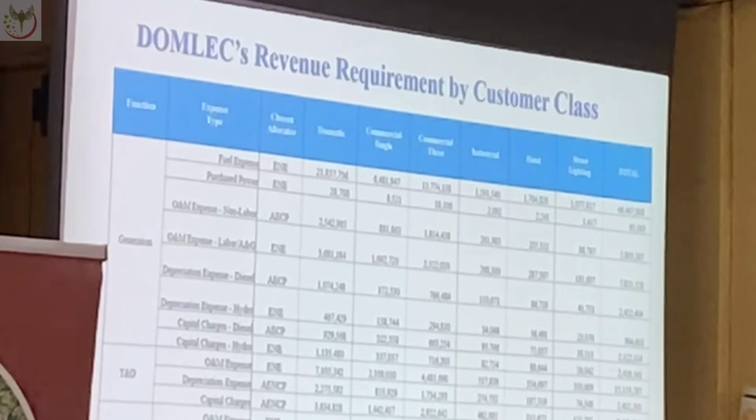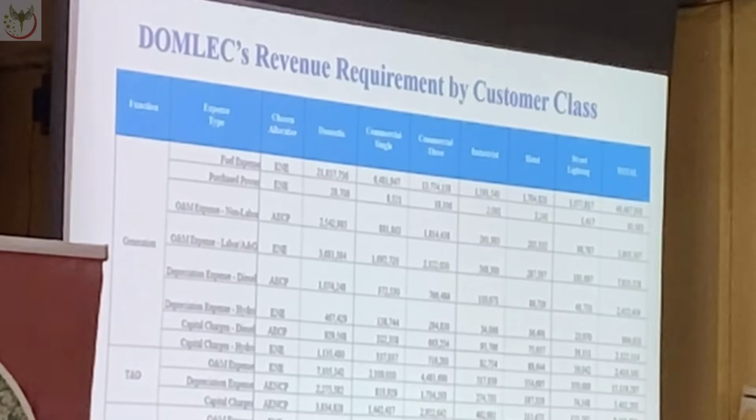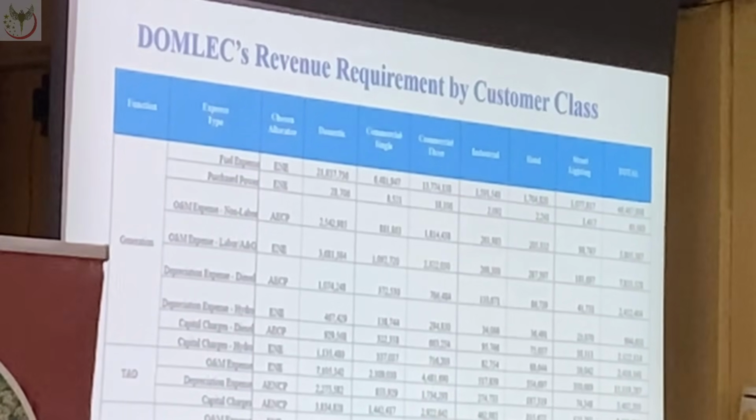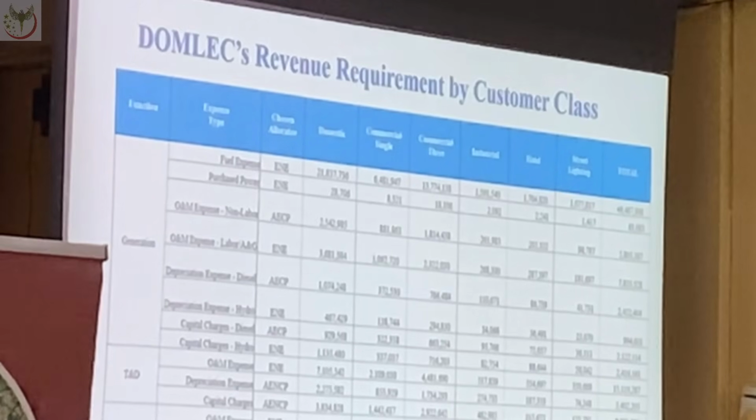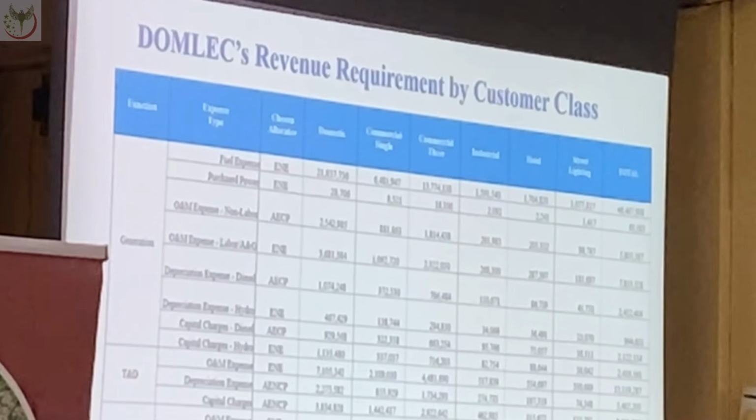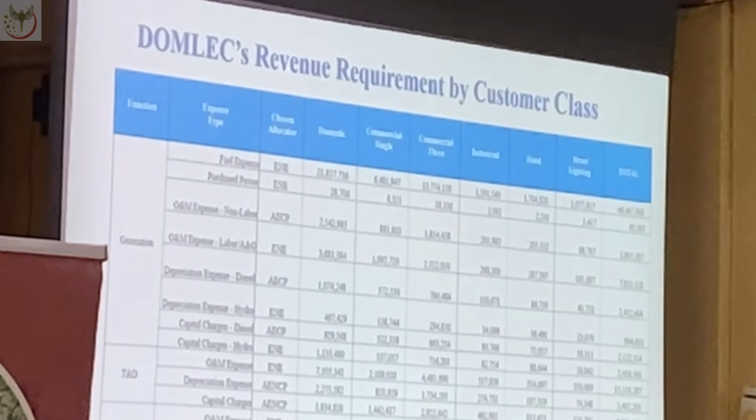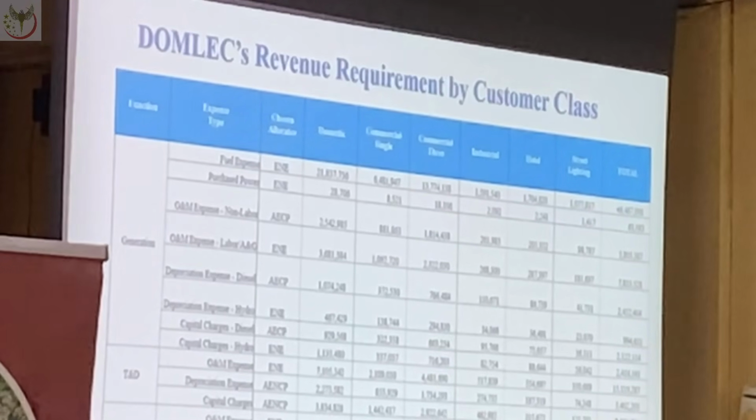So we are seeing domestic, commercial, single phase, which means small groups of customers who are using about 500 kilowatt hours of energy, and the three phase would be larger customers. The category of industrial, hotel, and street light customers. And we are seeing the total breakdown of the cost.